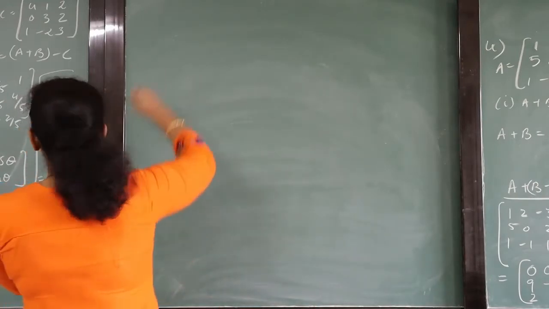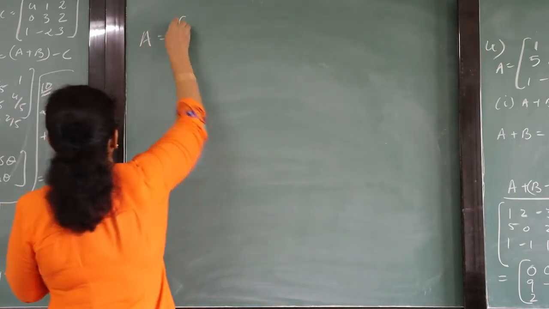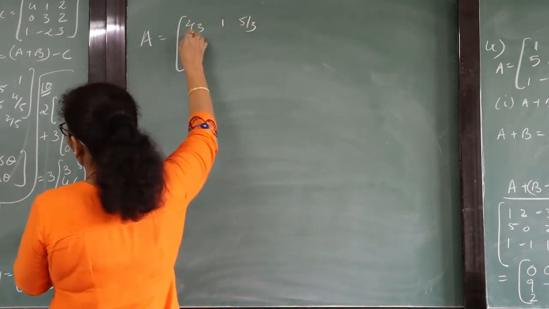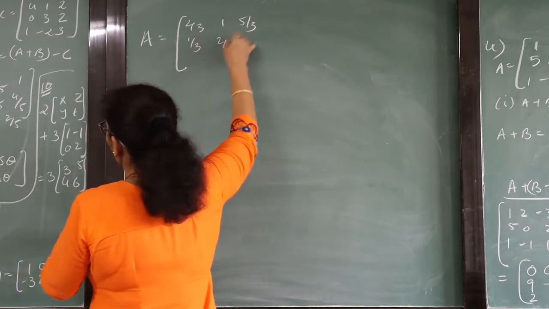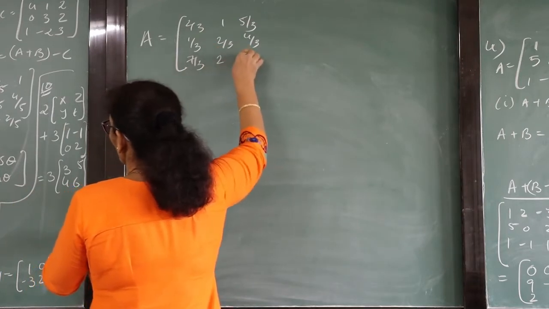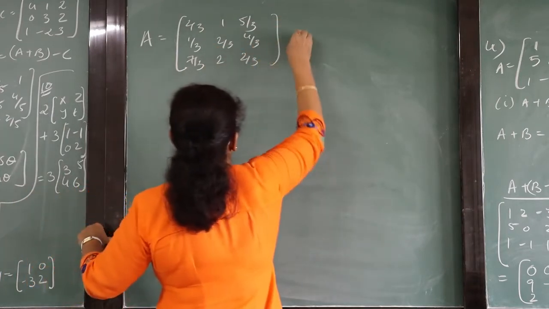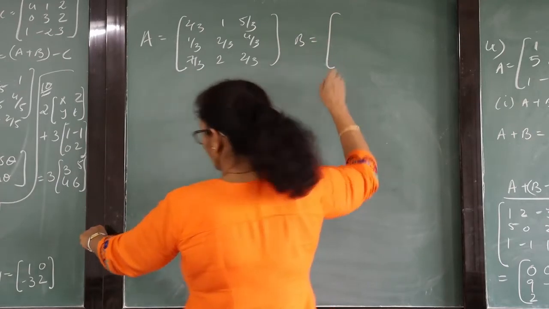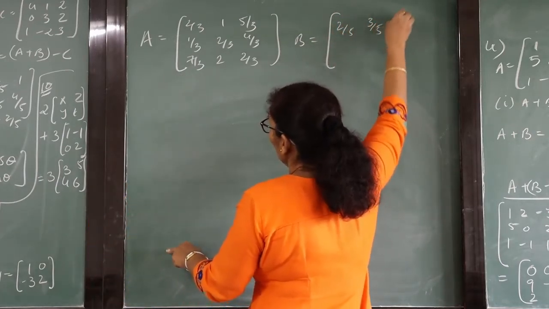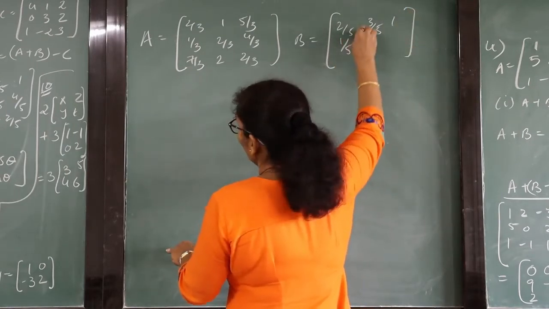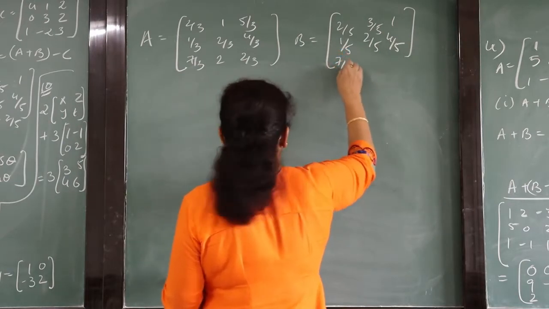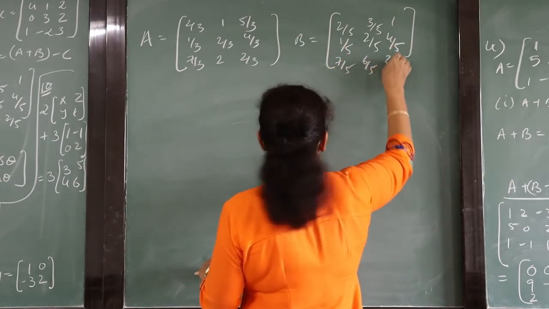In the fifth question, numbers are given. 2 by 3, 1, 5 by 3. Then 1 by 3, 2 by 3, 4 by 3, 7 by 3, 2, 2 by 3. And B is given 2 by 5, 3 by 5, 1. 1 by 5, 2 by 5, 4 by 5. Then 7 by 5, 6 by 5 and 2 by 5.